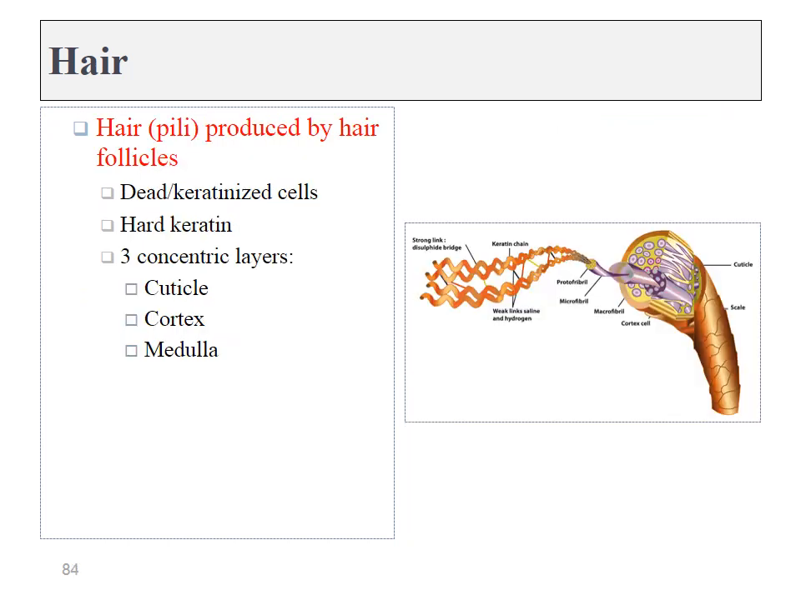The hairs are produced by hair follicles. The follicles are the living cells, but eventually the keratinocytes in the follicles produce so much keratin that they die, similar to the way that was happening in the skin. Only in a hair follicle, the type of keratin that is produced is much tougher than the keratin produced in the rest of the skin.